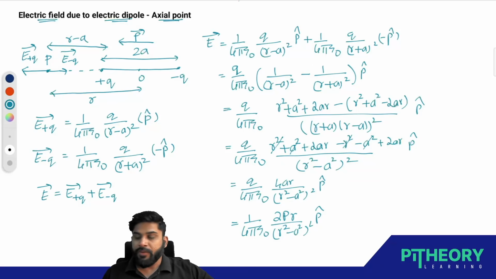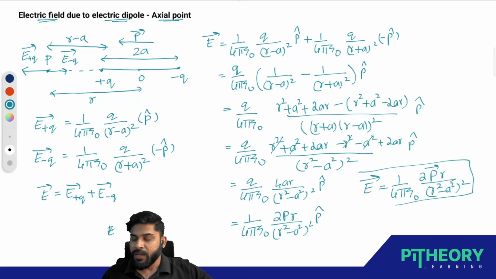All right. Finally, we can write this electric field relation in this form. Final relation: vector E is equal to 1 by 4 pi epsilon 0, 2p into p cap. You can write it as vector p into r divided by (r square minus a square) the whole square. And that's the relation for the electric field due to a dipole along the axial line.